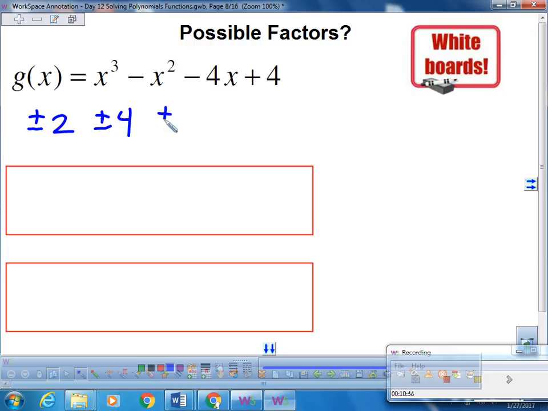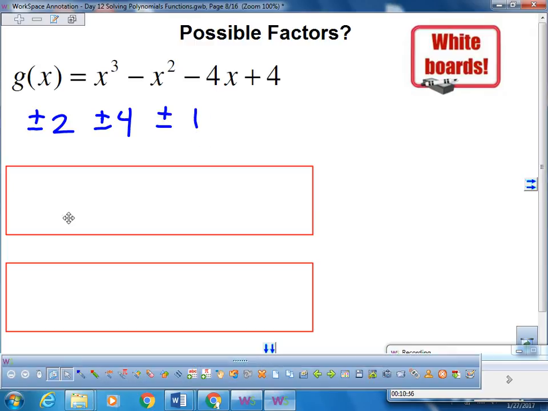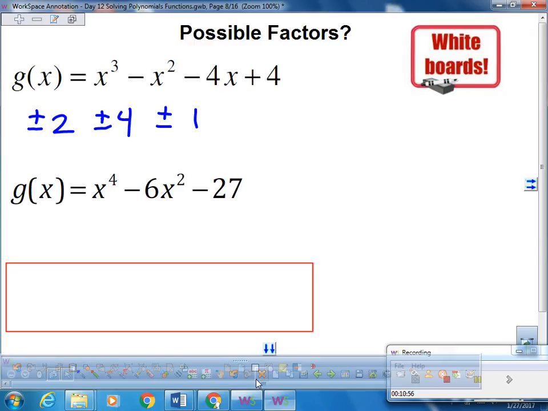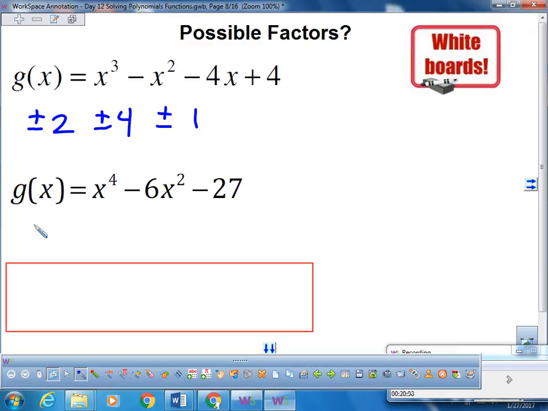Positive or negative 1. Look at that one. What could you try here? That one's easy, right? This is where synthetic division comes in very handy because you can do it very quickly and figure out if those are zeros. Plus or minus, let's start with the most simplest. 1, then what? 3, then what?